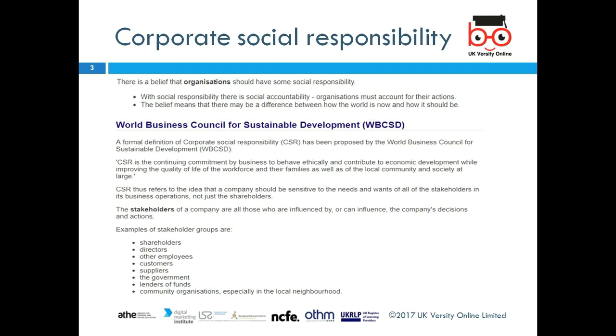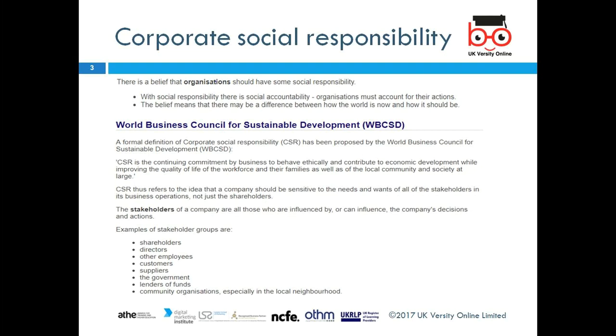So different beliefs, we will discuss maybe different values in different cultures, corporate social responsibilities. According to the World Business Council for Sustainable Development, WBCSD is the abbreviation. A formal definition of corporate social responsibility has been proposed by the World Business Council for Sustainable Development.